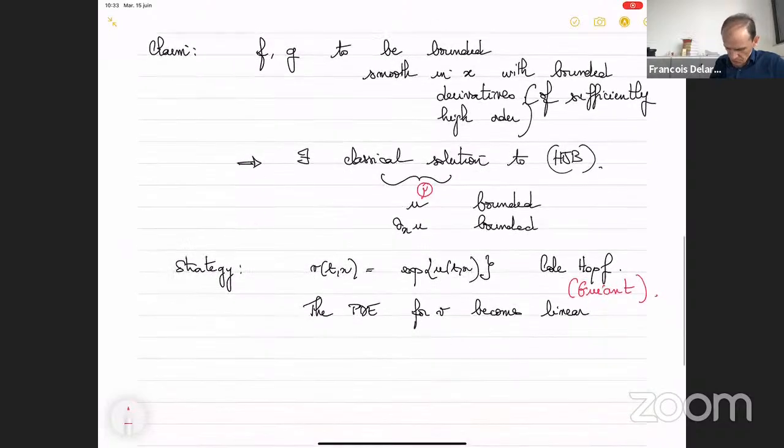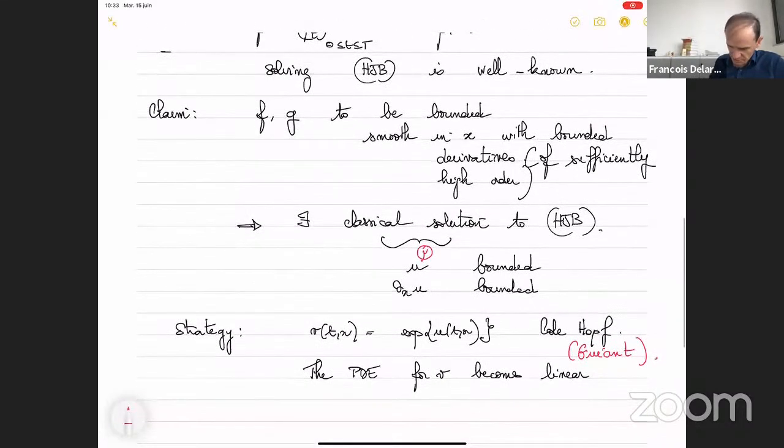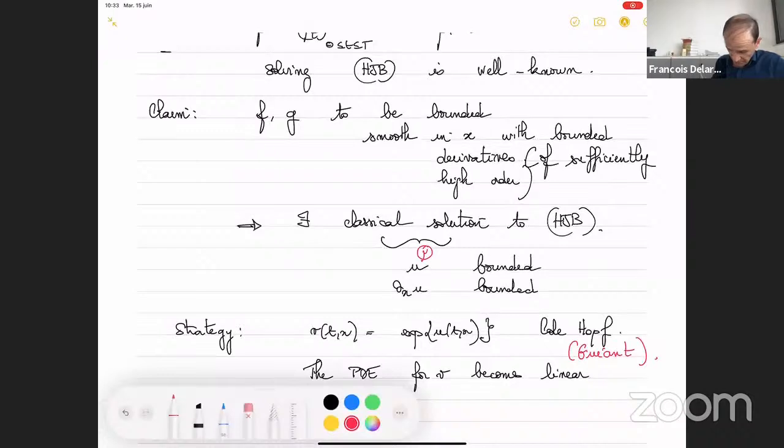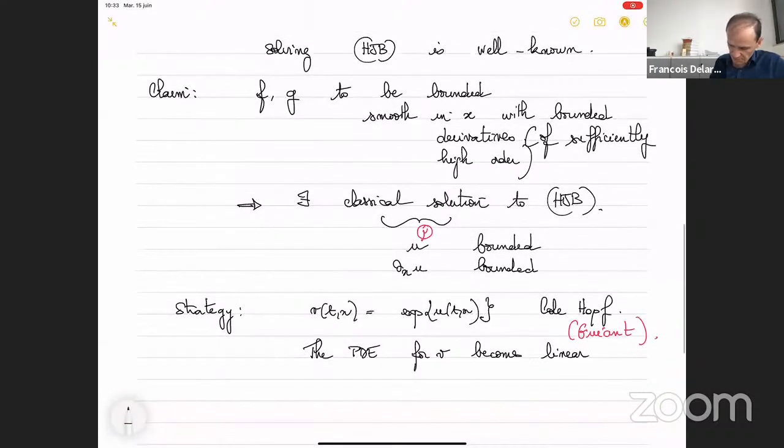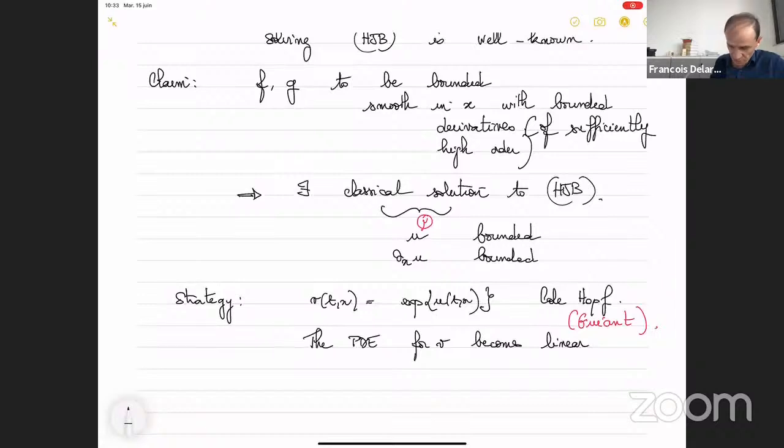What I want to insist on is that in these results, so this is just a claim, you have to believe me. I don't have time to explain the whole machinery for this kind of intermediary results. So this is the same as yesterday for propagation of chaos. I just have to tell you a story and you have to believe me, but you can really do the proof.